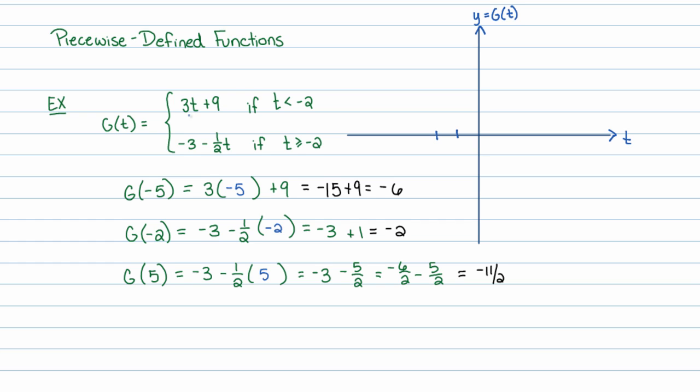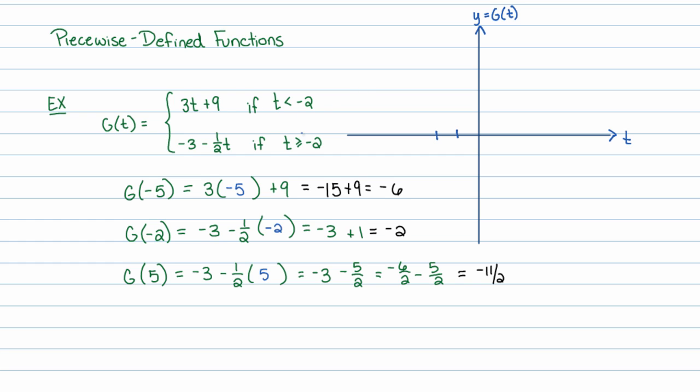And you should probably notice that 3t plus 9 is a linear function, so it's just going to be a line. I know some instructors that just say, well, graph the function and erase the part where t is greater than negative 2. I usually don't do that. I usually just plot a couple points that are to the left of t equals negative 2. But you could do whatever you want here.